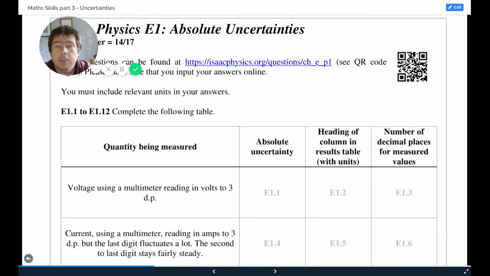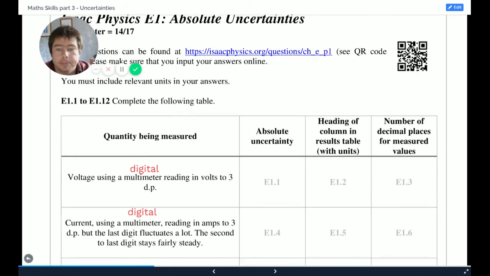Now, you've got some questions here. There's a little bit in terms of the wording which might confuse things. So if you just have a look through, you're talking here about multimeters, reading volts to 3 decimal places. So for these, we're talking about digital meters. So think about what I said about how you identify absolute uncertainties with digital meters.